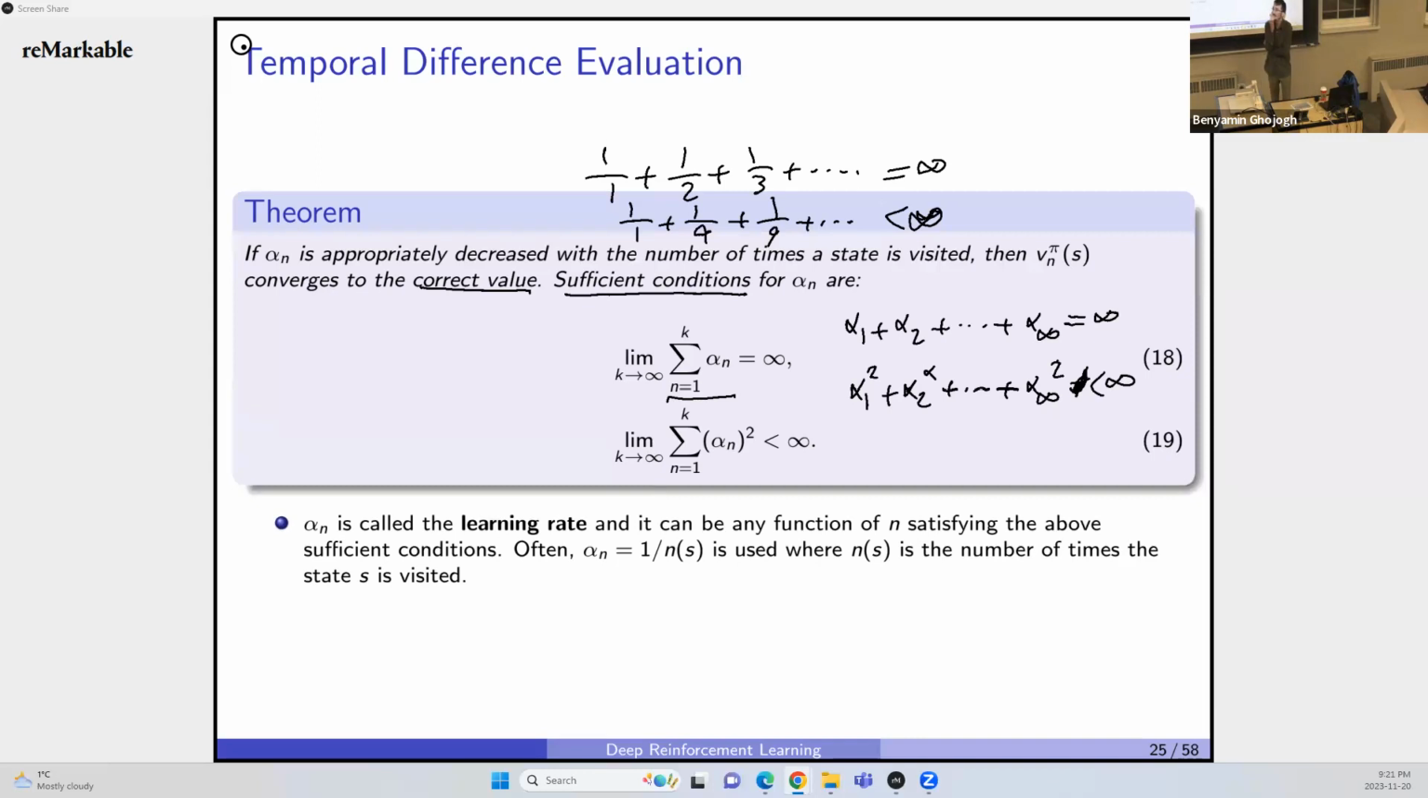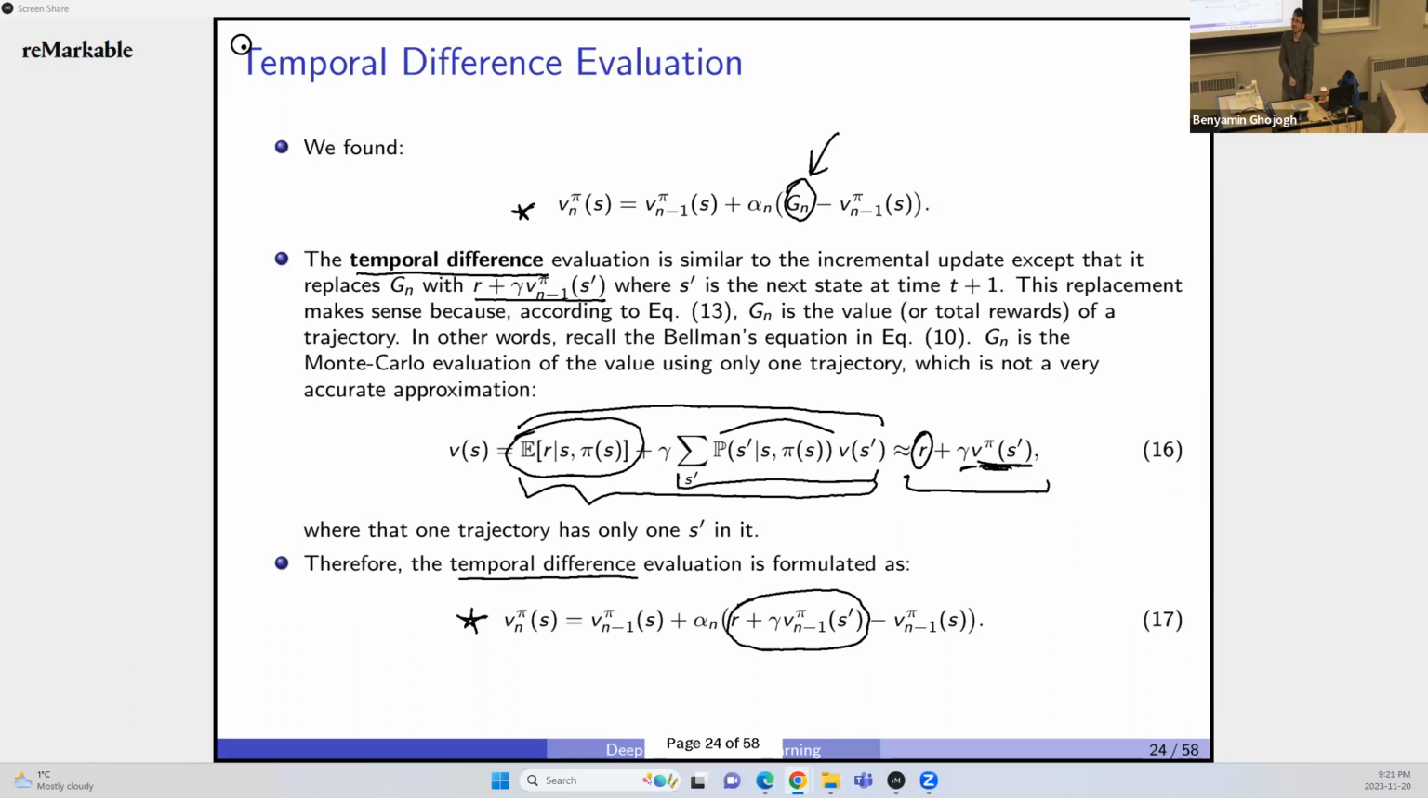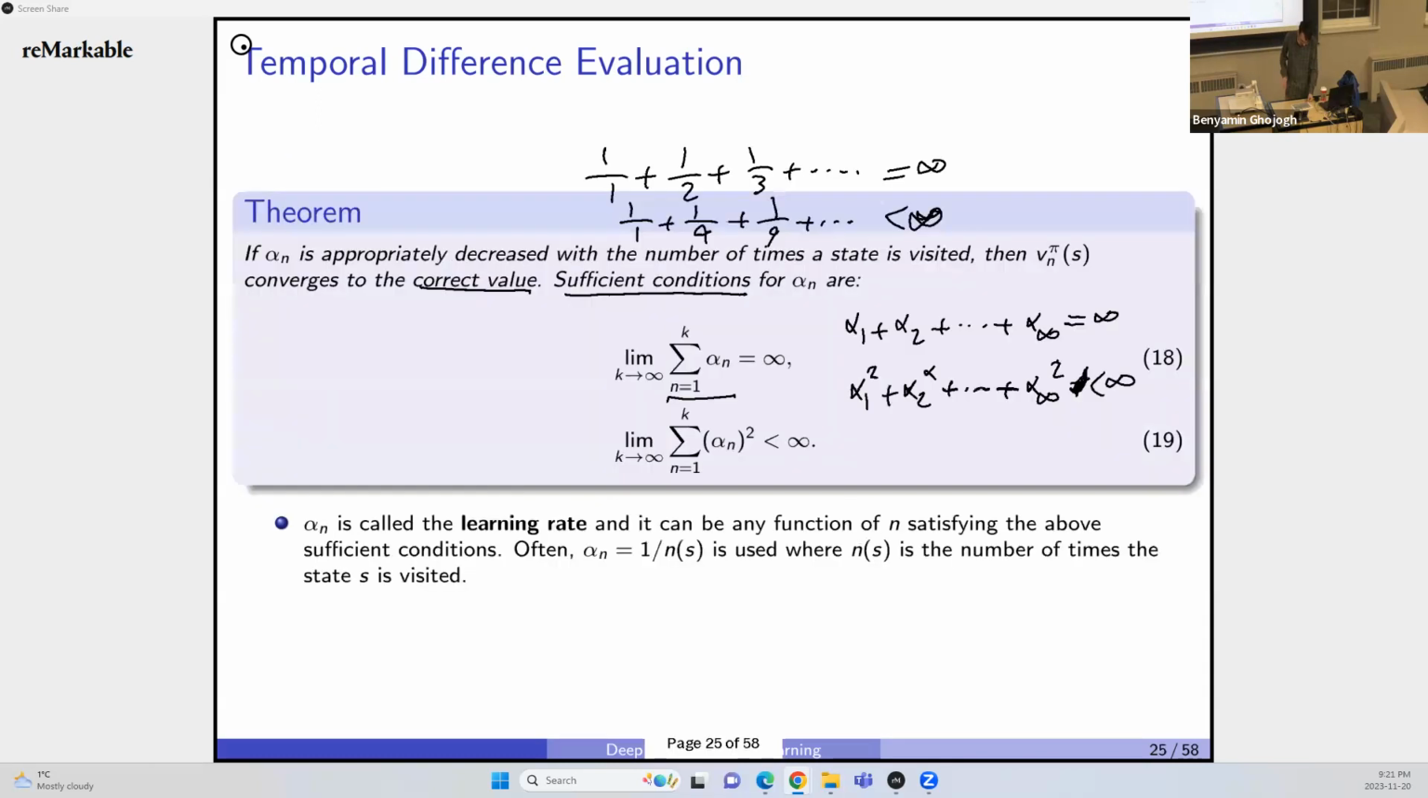By the way, note that this temporal difference is iterative, right? You can see it as similar to iterative optimization, such as gradient descent. The previous V plus something else is the next V. That's why alpha is also called the learning rate. By default, they usually use 1 over n, where n is the number of times that the state S is visited.